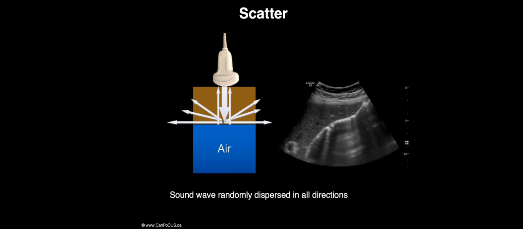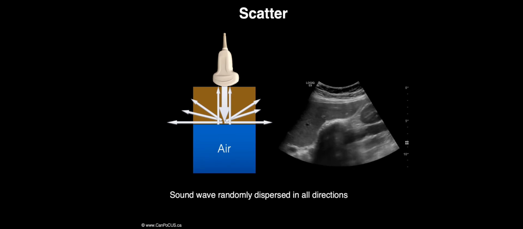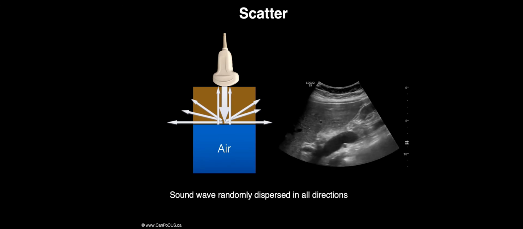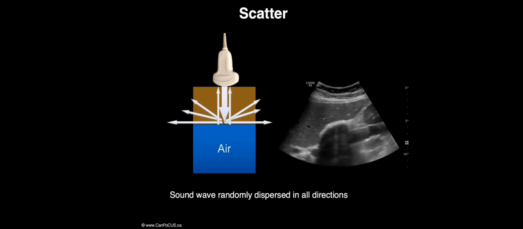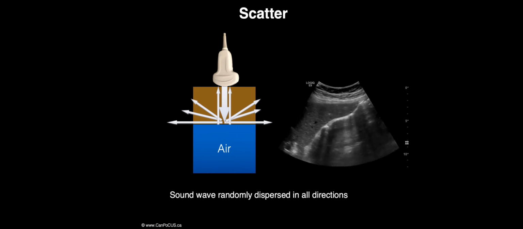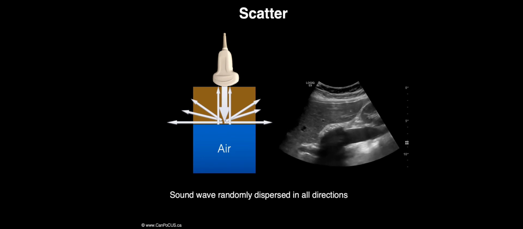This occurs when sound waves pass through tissue into air. The resulting randomly displaced reflections are known as scatter. The resulting image of the interface on the ultrasound screen is an irregular, brightly echogenic line and a deep, shimmering shadow known as a dirty shadow.